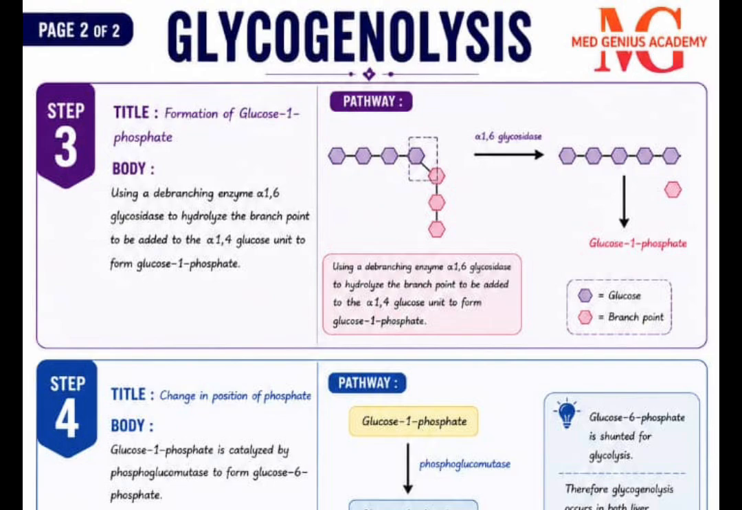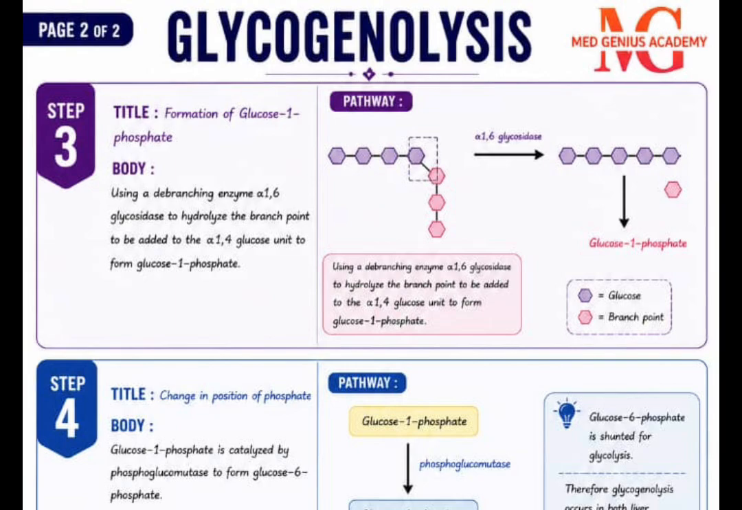Remember, I use the debranching enzyme called alpha 1,6 glycosidase to hydrolyze the branching point. So when I hydrolyze the branching point, what am I doing now? I'm converting it to form glucose-1-phosphate. So simple.